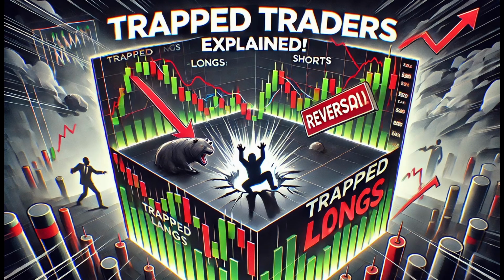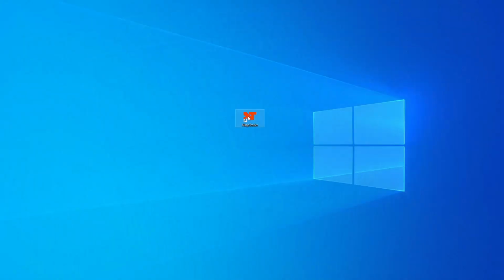Want to catch trapped buyers and sellers in real time? And trade the turn before the crowd? In this video, we'll install, set up, and show you how to trade with TradeTrader Signal, a precision volume imbalance indicator for NinjaTrader 8. Let's start by launching Ninja.